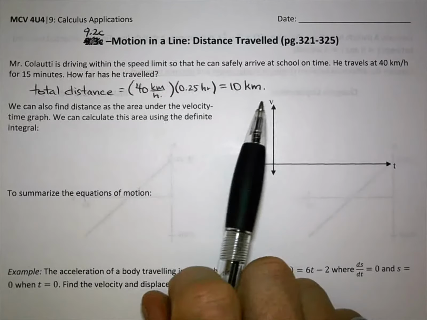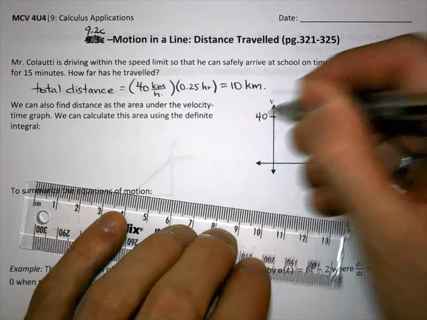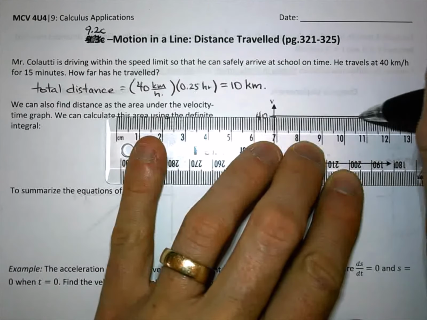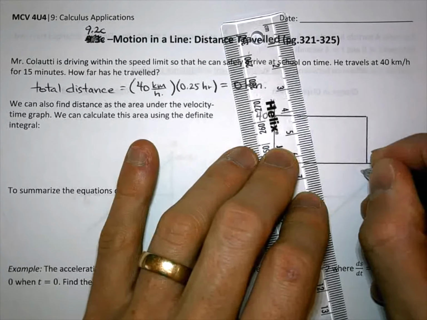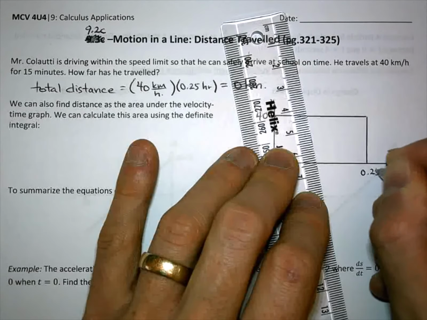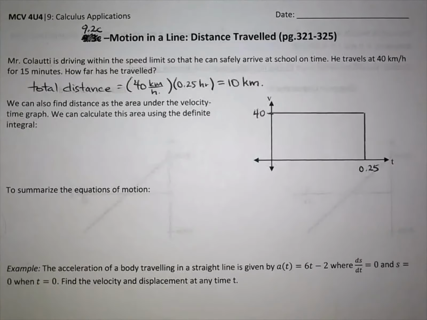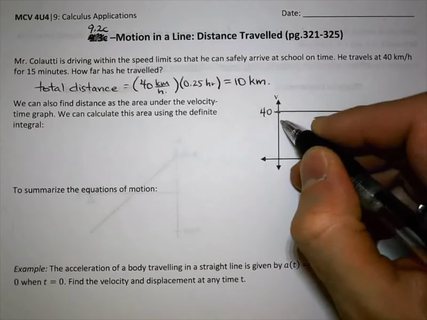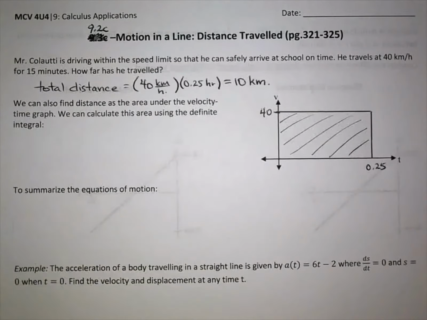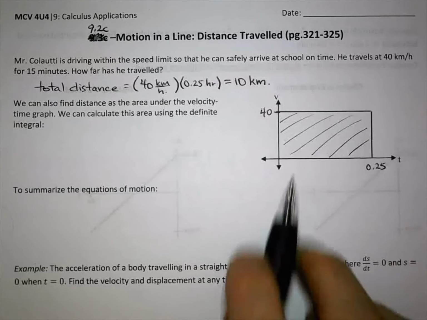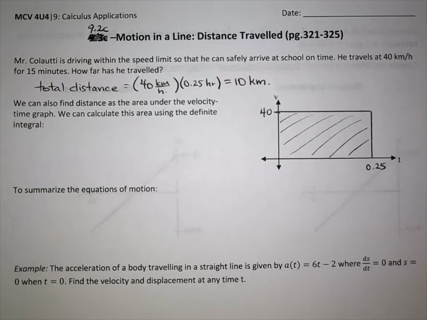So here's my velocity time graph. Mr. Claudia's velocity was 40, and it was 40 for 0.25 hours. So one way of finding the distance traveled would be to draw this graph and then find the area underneath it, which again is not so difficult. It would be 40 times 0.25. Easy to do if you have a constant velocity.